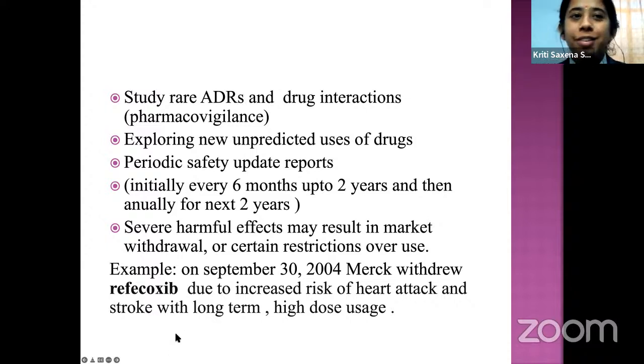It is an example that in September 2004, a company withdrew its drug from the market due to increased risk of heart attack and stroke in long-term use and high usage of the drug. When a drug is having a serious toxic or hazardous effect, even a long time after being marketed, the drug gets withdrawn from the market. For example, you might have heard about the market withdrawal of Zantac products, that is ranitidine, which is having NDMA, which is a potent carcinogen.